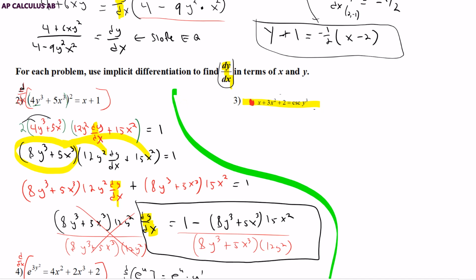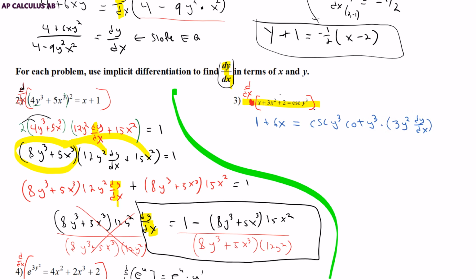Okay, so basically we're given that, and we want to find the derivative. So we're going to take the derivative with respect to x of it. So the derivative of x with respect to x is just 1. The derivative of 3x squared with respect to x is 6x, and the derivative of 2 is just 0. And then we're taking the derivative of the right-hand side. This requires you to remember what the derivative of cosecant is, which is cosecant times cotangent times the derivative of the inside, right? So here we're going to write the derivative of the inside, which is 3y squared dy/dx.